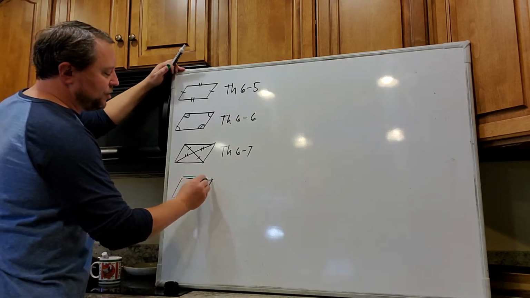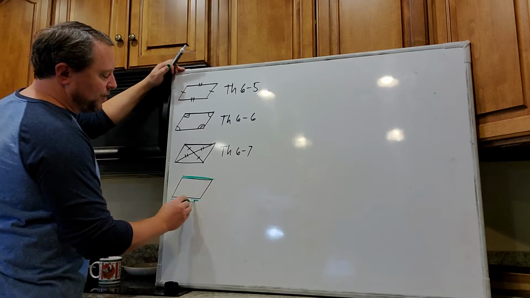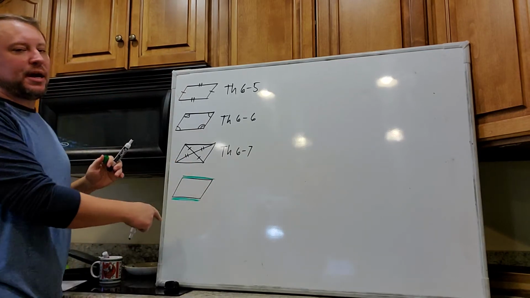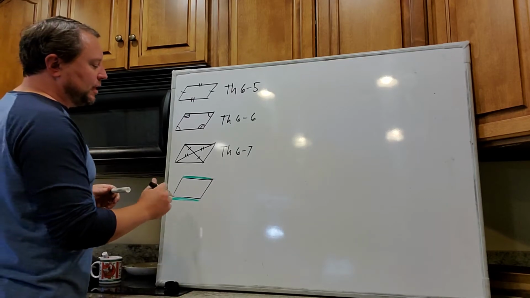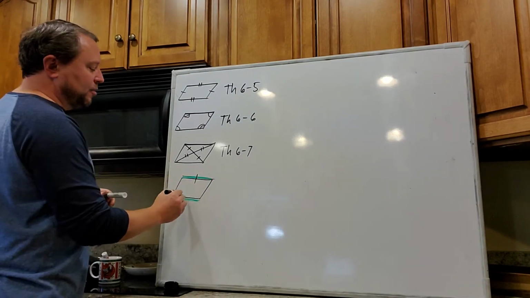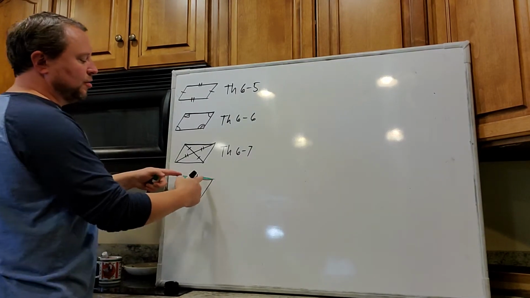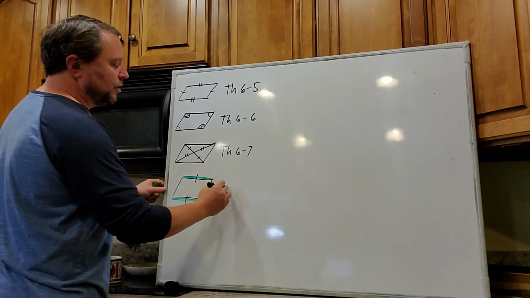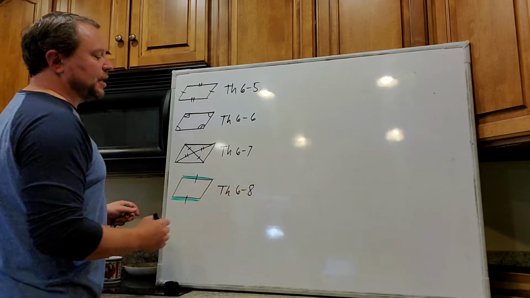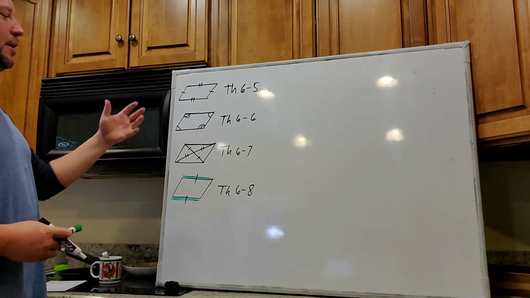And our last, but not least here, our last one that is a whole new idea, was the one that we had to show that the one pair of opposite sides, and it doesn't have to be the top and bottom, it could be the left and right, but we have to show that they are parallel and congruent. Okay, so the green's indicating parallel, then the markings, of course, mean congruent, and that is theorem 6-8 that proves it a parallelogram then.